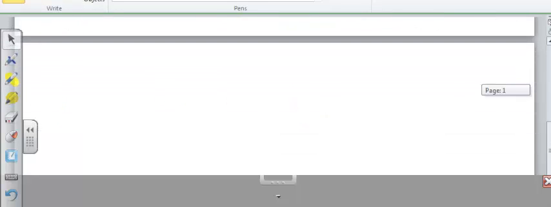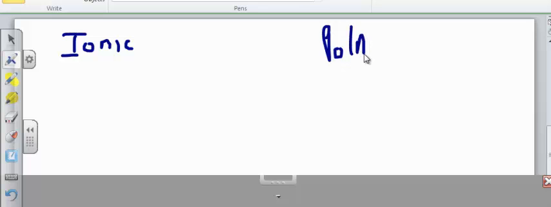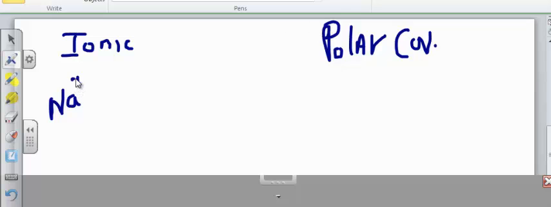Let me just illustrate a little bit this whole idea of lattice points. If we just look at ionic versus polar covalent. I'm trying to write with my mouse pad here. So, polar covalent, close enough. If you're talking about an ionic crystal, what's on the lattice points are ions. For example, if I have sodium chloride, my ions are what are on the lattice points.